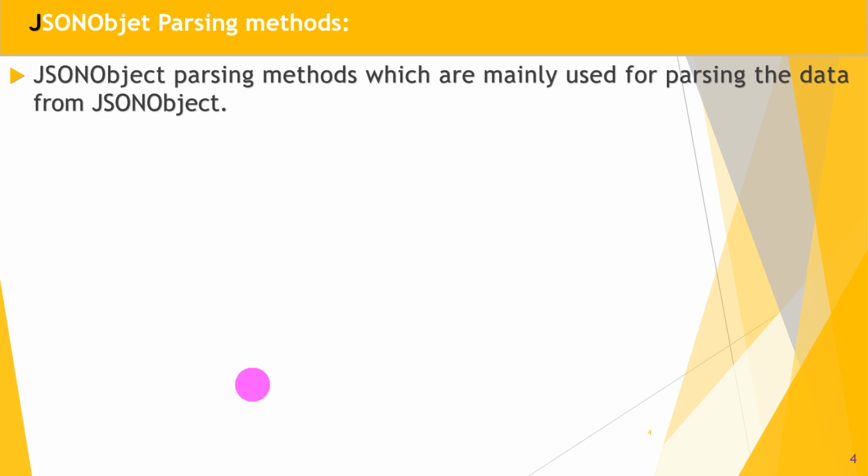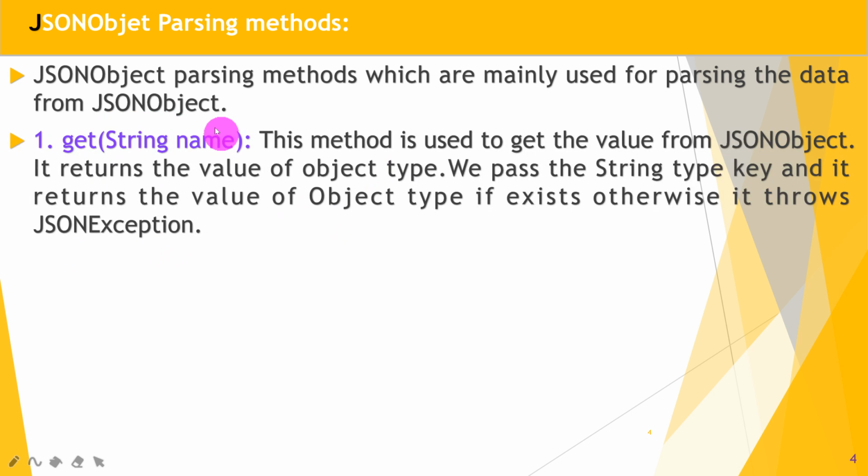So, JSON object parsing methods. In Android there are a number of JSON parsing methods available. We will see the most important methods in short. JSON object parsing methods are mainly used for parsing the data from a JSON object. So which are these methods?